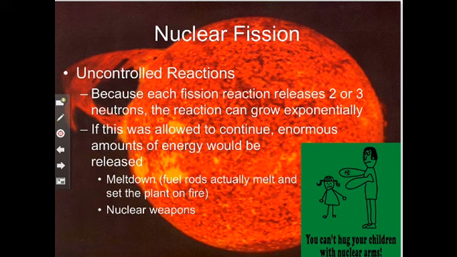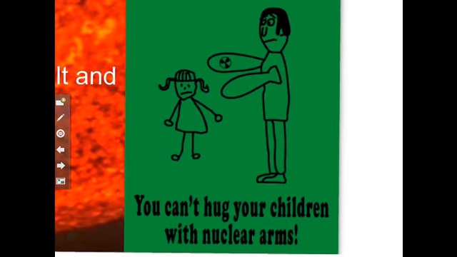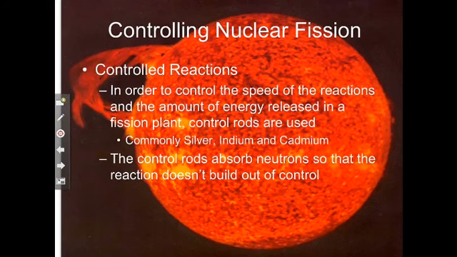If this was allowed to continue, you would have an enormous amount of energy released in a very short period of time. When you start to have uncontrolled nuclear reactions, you get nuclear meltdowns, and in that particular case, the fuel rods, the nuclear material, actually get so hot that they melt, and it sets the plant on fire. And as we said, that's also the idea behind our nuclear weapons. So, in order to control the reaction, you have to take certain steps.